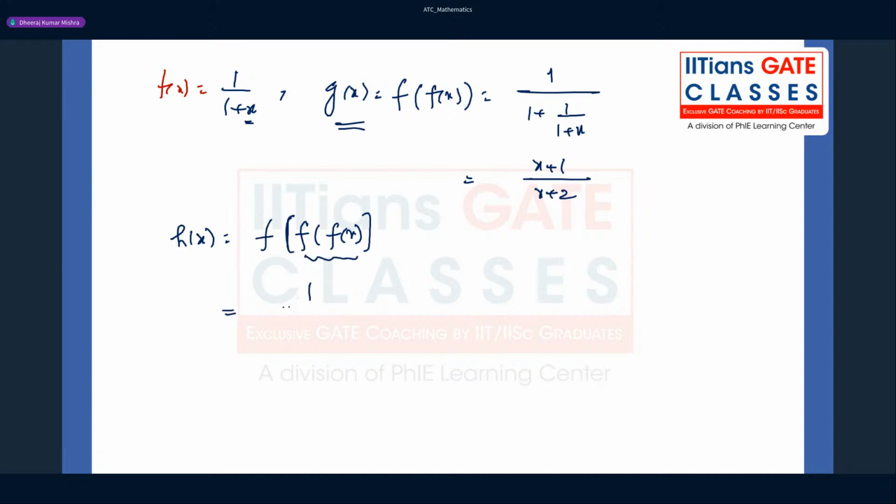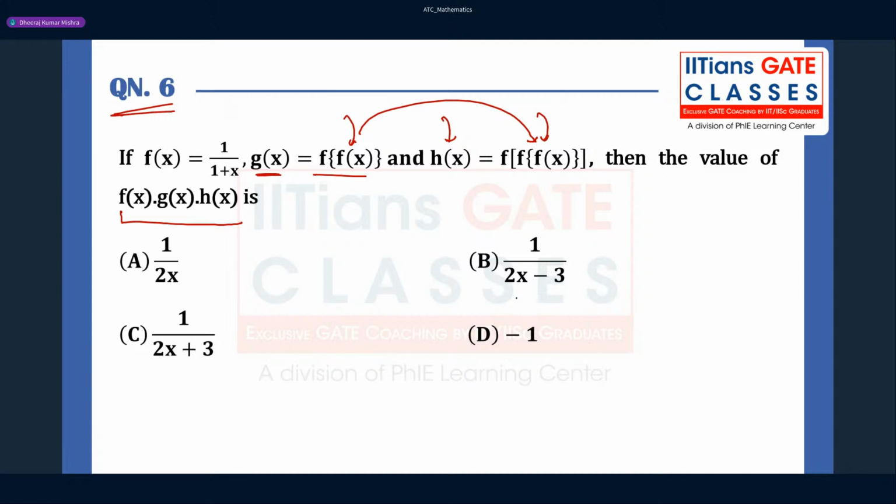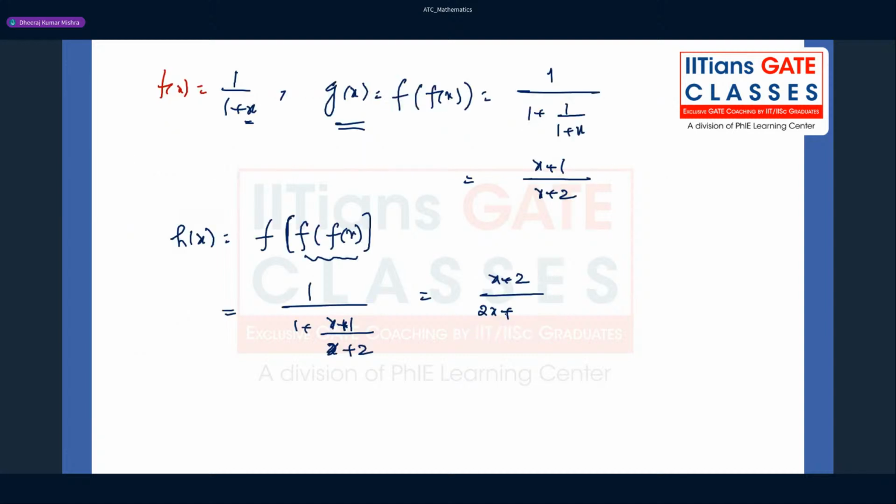So what you can do here is put 1 plus x plus 1 by x plus 2, right? So x plus 2 will be going up in the numerator, and if you solve this, you will get 2x plus 3, right? Now you can take the product of all, so f of x into g of x into h of x.